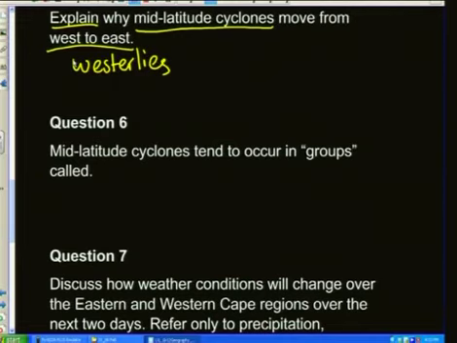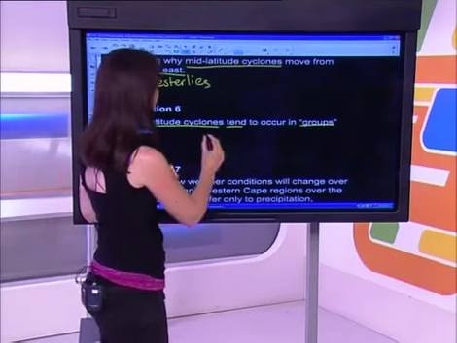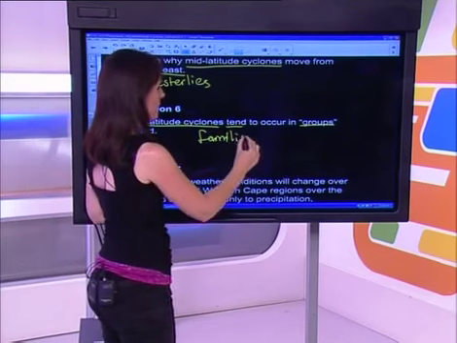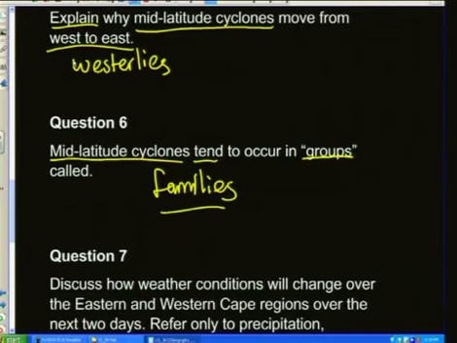Let's have a look at question 6. Mid-latitude cyclones tend to occur in groups. What do we call these groups? Hopefully you've remembered what I've just said. They are called families. They move together, they move in families. Easy marks there as well. Also 2 marks at a time.